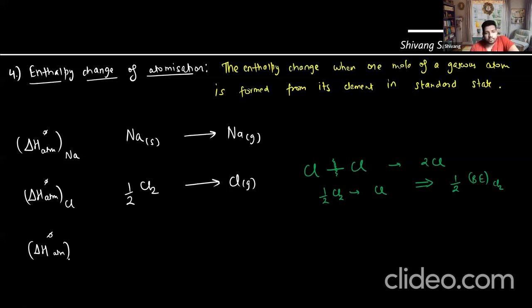Suppose you have to write atomization of bromine, or even oxygen. Let's write oxygen, that's more common. That would be half O2 gas gives you O gas. So in atomization, we always have to form 1 mole of gaseous atoms of this particular element. Fine.